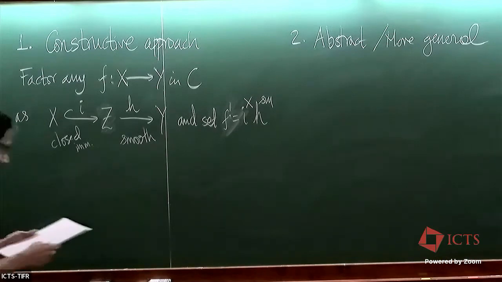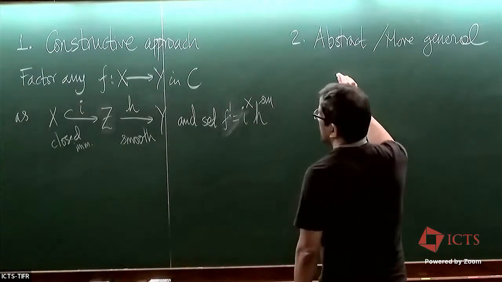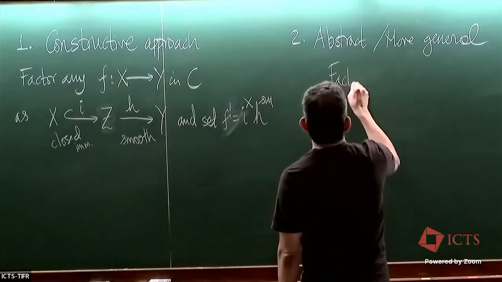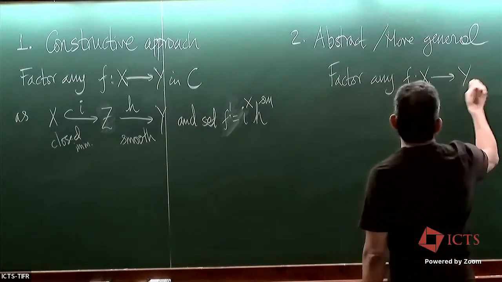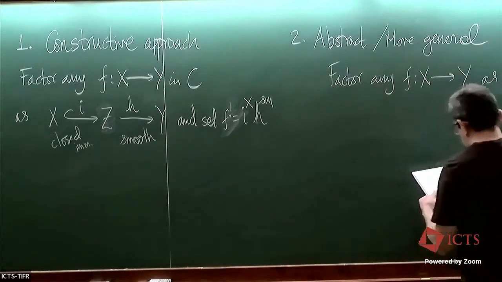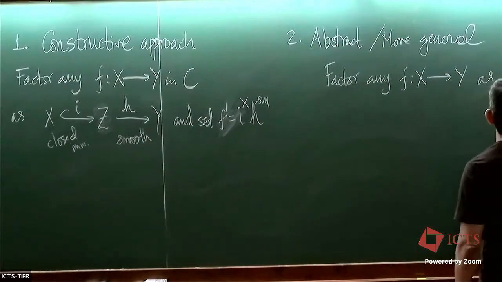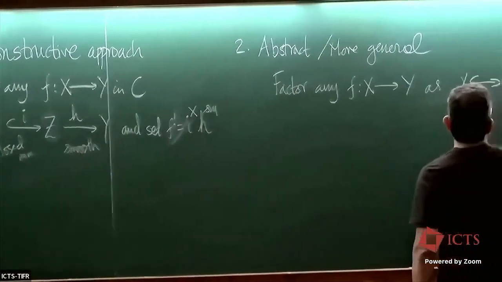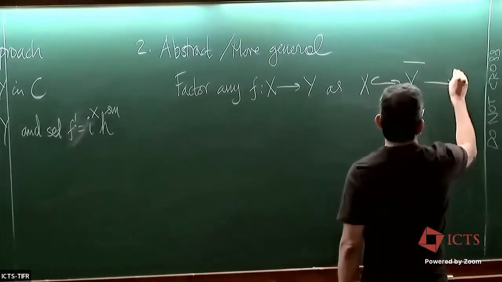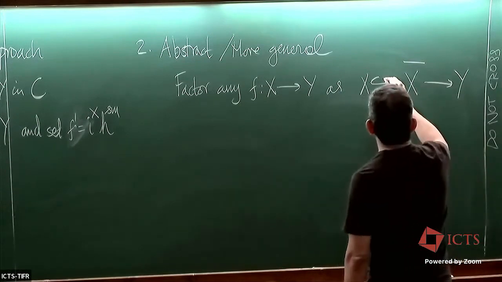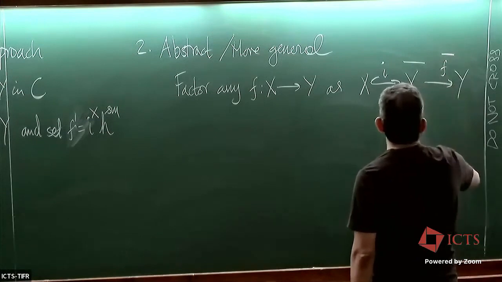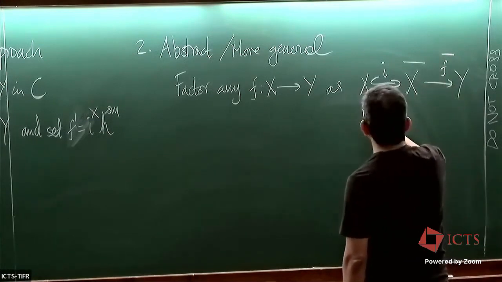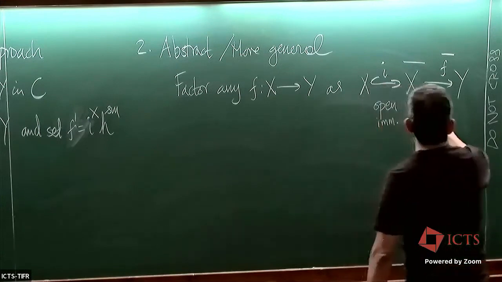And the other one is just the other way. So factor any f as X into again X, but now I'll call it X bar, and then Y. Let's call this I, and this I will call f bar. Here I is an open immersion, and f bar is proper.